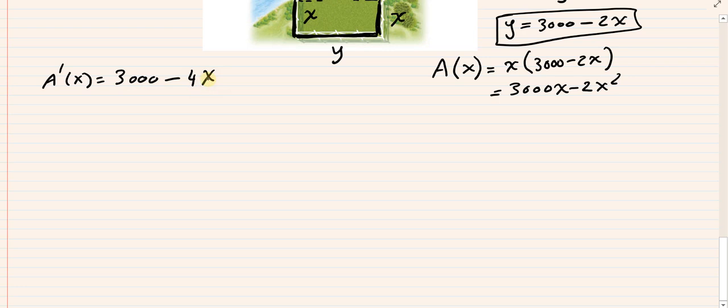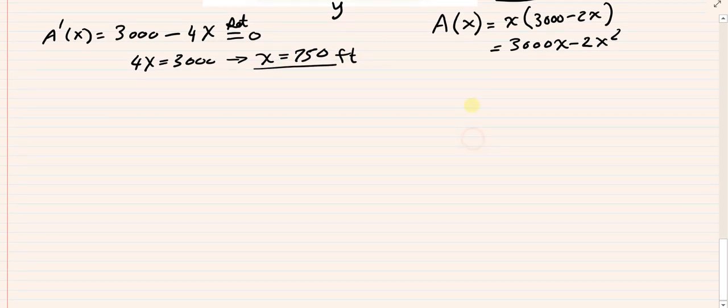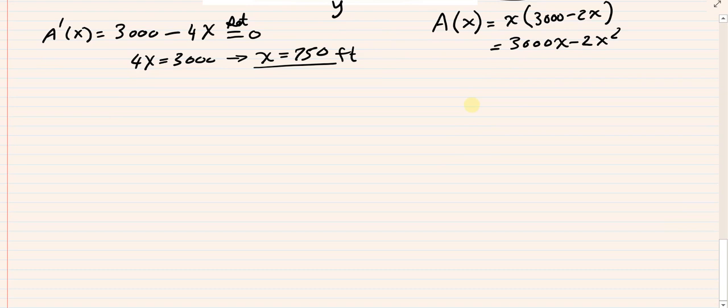So that's 3,000 minus 4x. Then we're going to set it equal to 0 to find the critical numbers. The derivative function is a polynomial, so it's always defined. Therefore, there's no place where the derivative is undefined. And then we can solve this for x. So 4x is 3,000, so x must be 750 feet.